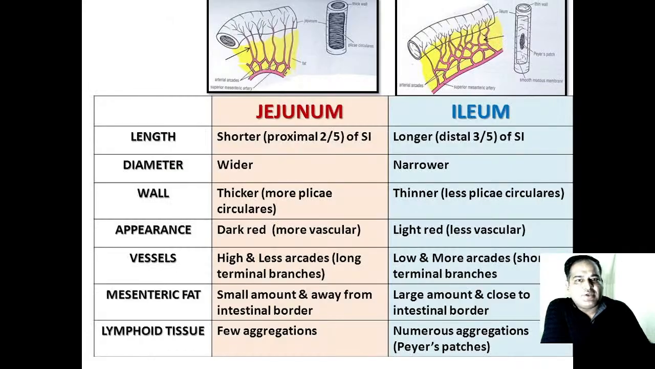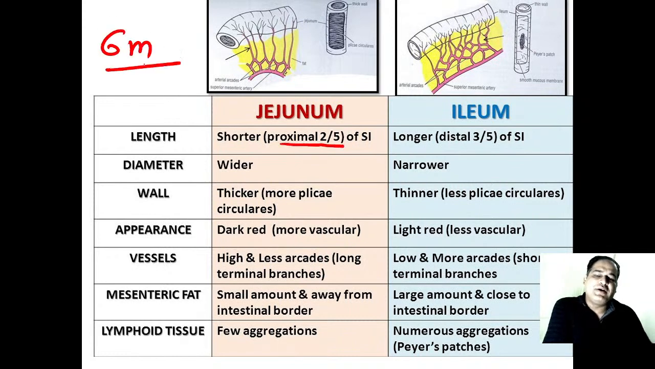How do you differentiate between the jejunum and ileum? So arbitrarily, the intestine is around 6 meters in length. The proximal 2/5 is called the jejunum and the distal 3/5 is called the ileum.